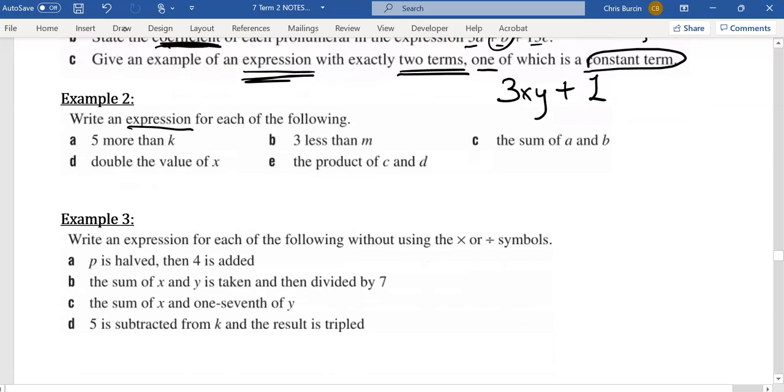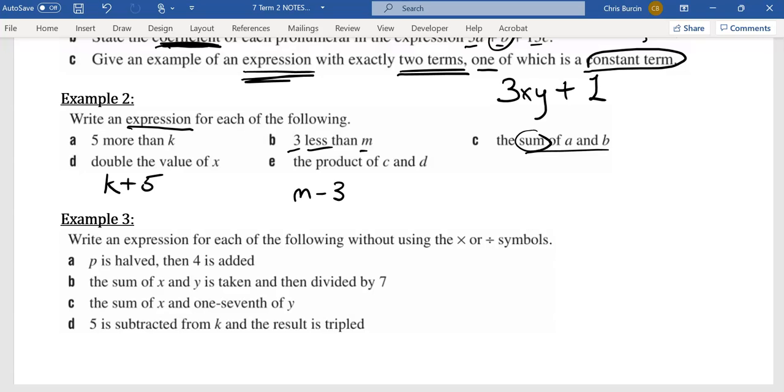Now, again, here we're writing expressions for each of the following. So, for A, 5 more than k is going to be k plus 5. 3 less than m is going to be m minus 3. The sum of a and b, now we've got to remember what sum is. Sum is adding. So the sum of a and b is a plus b. It's not going to be ab because that's going to give us a product. They'll be multiplied together.